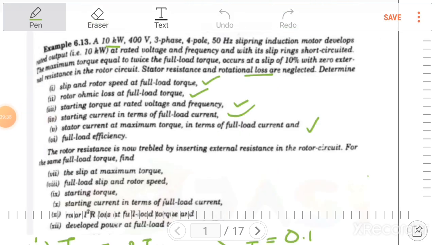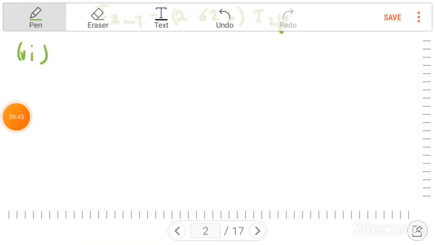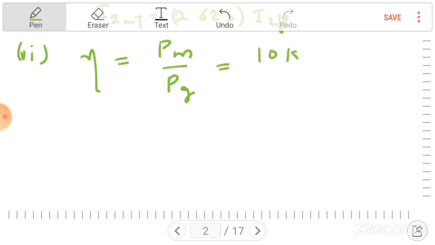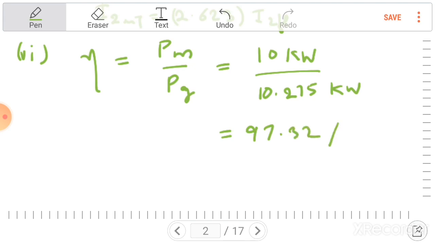Now in the last option, full load efficiency we have to find. So for option 6, full load efficiency is equal to PM divided by PG, because stator loss and rotational losses are neglected. So output power is equal to PM and input power is equal to air gap power. 10 kilowatt divided by 10.275 kilowatt. So efficiency is equal to 97.32%.